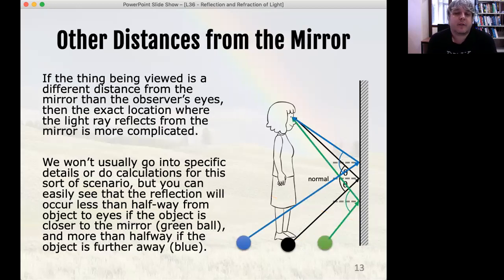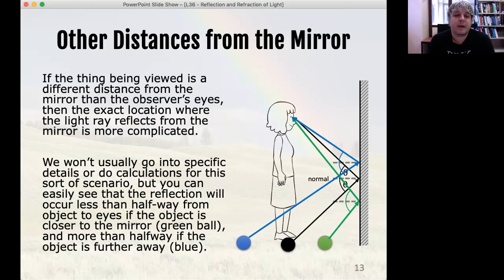If you move closer to or further away from the mirror than your eye is, then the position where the ray bounces still has to adhere to the law of reflection. You still have to have the angle of incidence equal to the angle of reflection. But the vertical height where it bounces off the mirror will now change, because if it's further away, it has to travel further before it hits the mirror and less distance after it hits. If it's closer, it travels less distance before it hits and more after it hits. So again, by geometry, we know that where the light ray bounces is going to change.